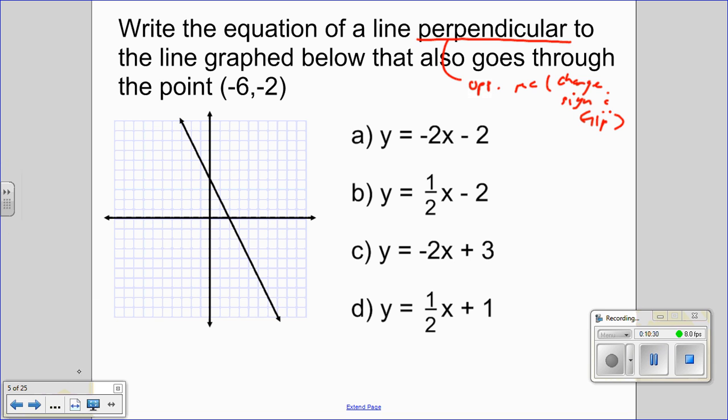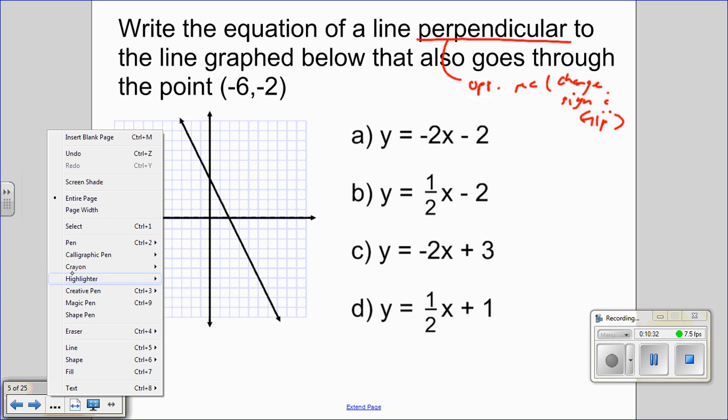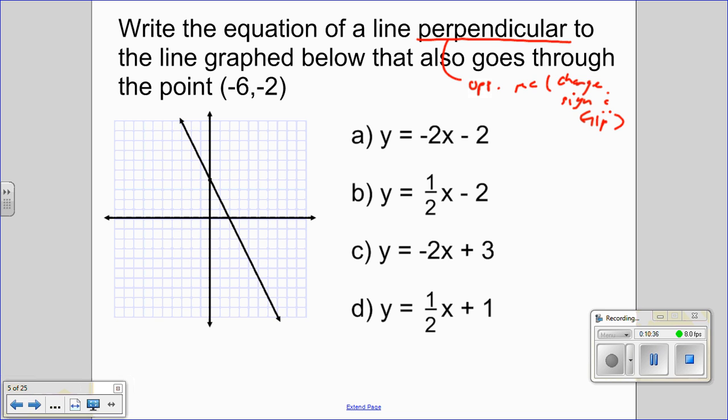Okay, well, let's look at the picture and determine the original slope of the line. Here's my y-intercept, and to get to this next point down here, you have to go 2 down and 1 right. So that means the slope is -2/1.